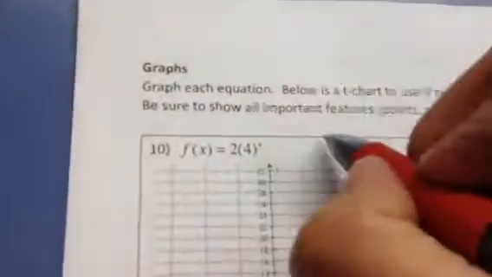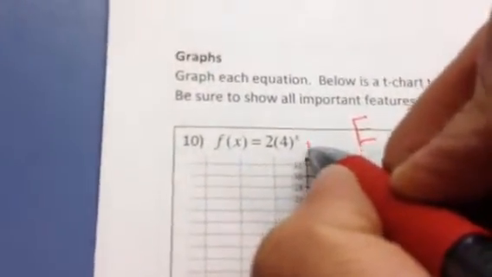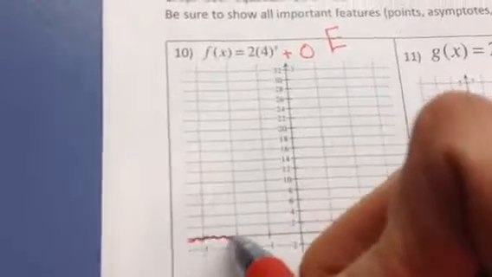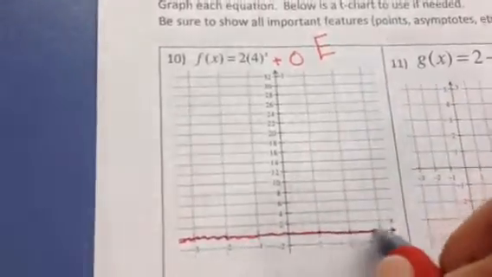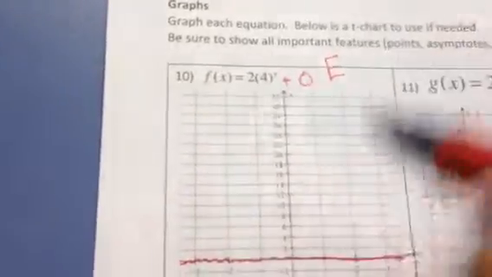So first of all, this one's exponential. I don't see anything added on. So if I have a wall and I have to add something, I add 0, because adding 0 doesn't change it. And I do want you to draw on the wall. All right, so my y-intercept is 2.